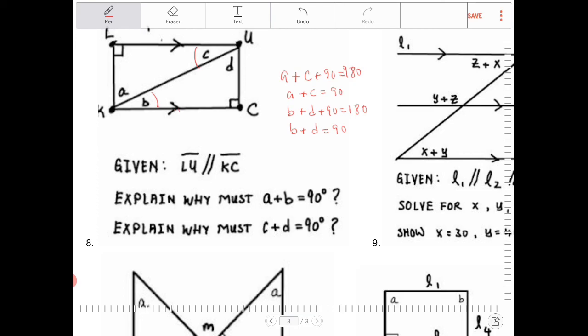Well, I can do the following. I can then say, since B is equal to C, I can then make the substitution. A plus B is equal to 90 degrees, right? B is equal to C because of alternate interior angles. I can then make that substitution into this guy and say that A plus B is equal to 90.